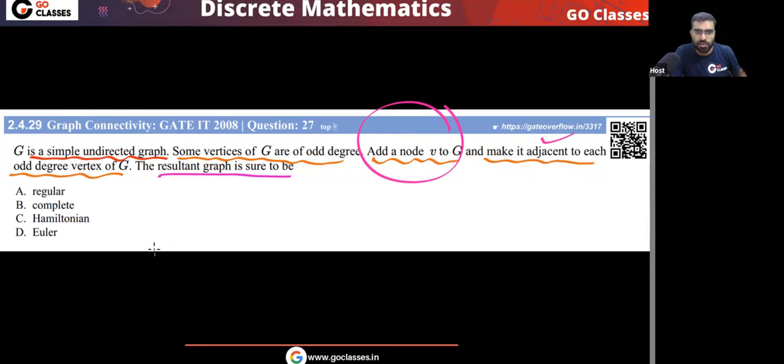See, here you can notice. Tell me, is it necessary the new graph will be connected? Is it necessary the new graph will be connected?